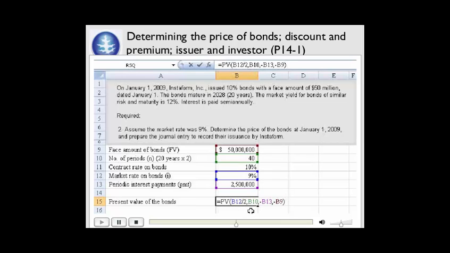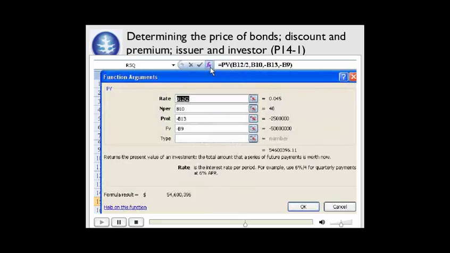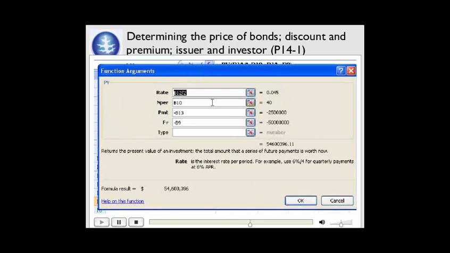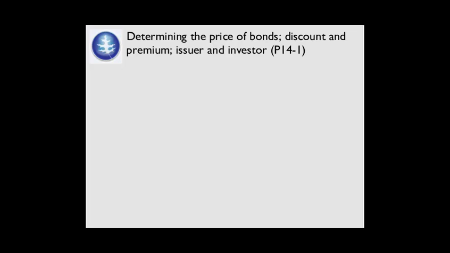And I'll go ahead and hit the F2, and you can see where the formula is coming up, but I want to hit the formula bar here, the little insert function, so we can get the pop-up screen. And you'll see that the only thing we changed was the rate. The rate went from a 9% divided by 2 to 4.5%, and everything else in the problem remains the same. 40 periods, the payment.